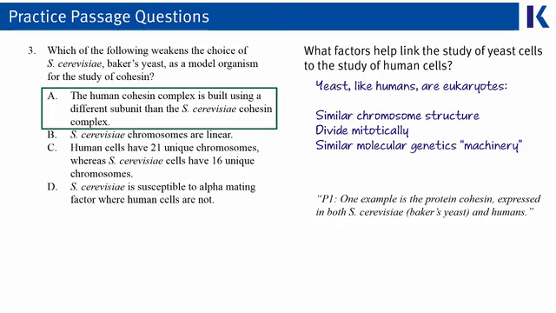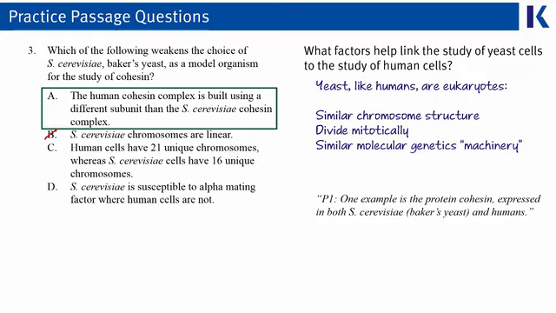As for the wrong answers, some of these are actually quite tricky because they are true facts, but they're not actually weakeners. Take a look at letter B. It is true that yeast have linear chromosomes, but then so do humans. So this is actually something yeast and humans have in common and is a strengthener. For letter C, this is also a true fact. Humans have 21 chromosomes, whereas yeast have a different number.